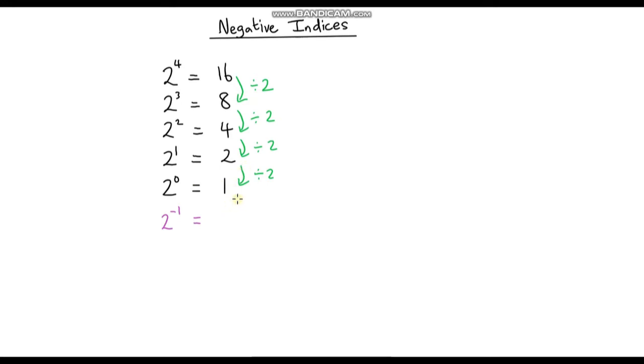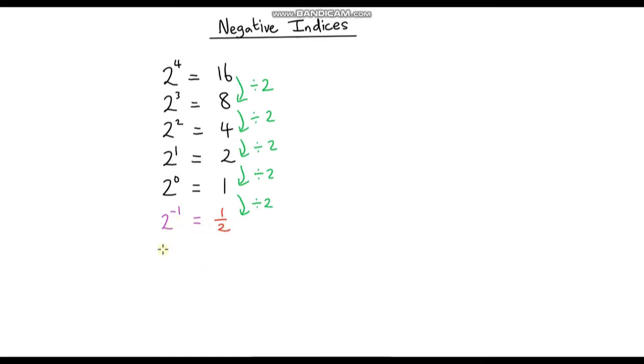Now, if we just repeat the pattern, we're shifting our power down by 1. So if we repeat the same pattern, if we divide by 2 again, well, what does that give us? 1 divided by 2 is 0.5, or if we leave it as a fraction, we could say it is 1/2. So 2 to the power negative 1 is exactly the same as a half.